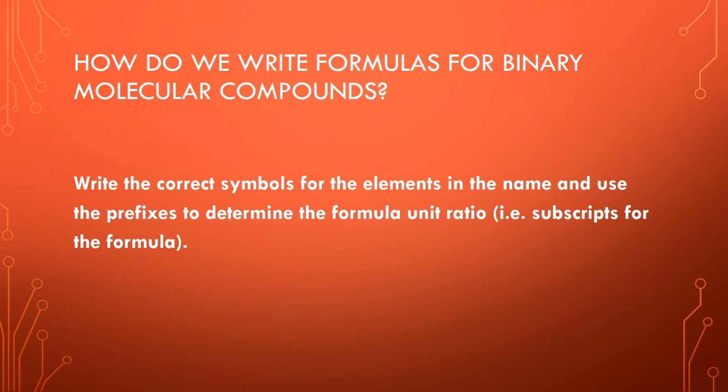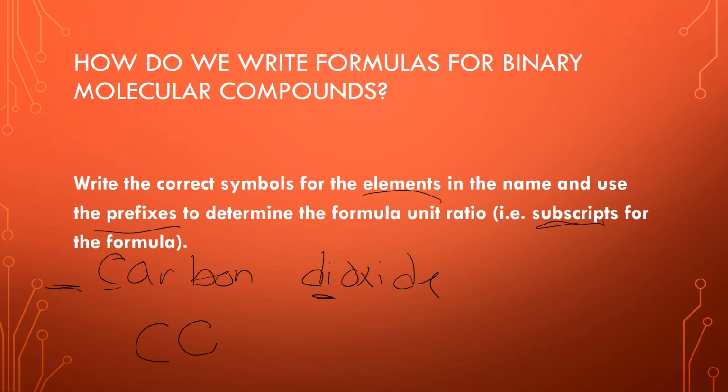How do we write chemical formulas for them? Write the correct symbols for the elements in the name and use the prefixes to determine the formula unit ratio, which are fancy words for subscripts. So use a prefix for the subscript. So carbon dioxide, di is 2. If there's no prefix here, we know it's 1. So one carbon is CO2. So carbon dioxide.